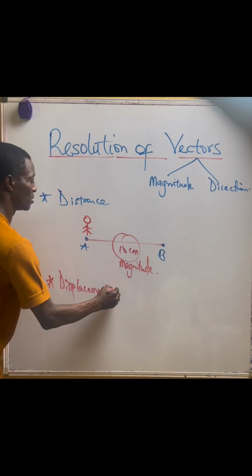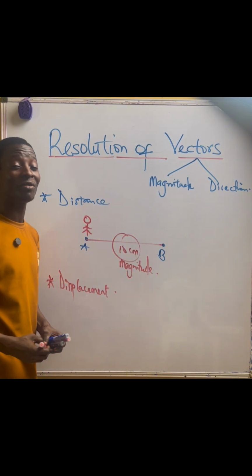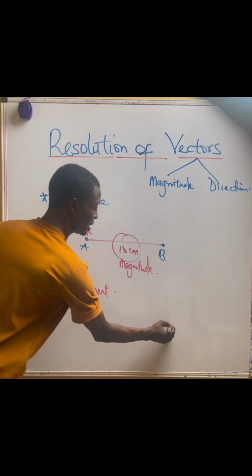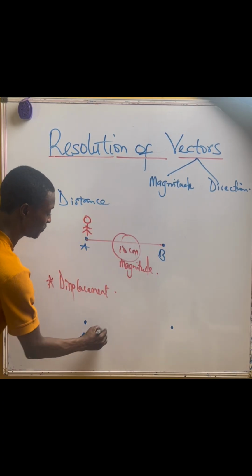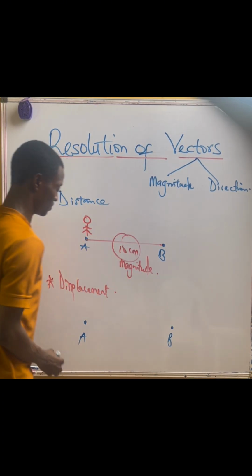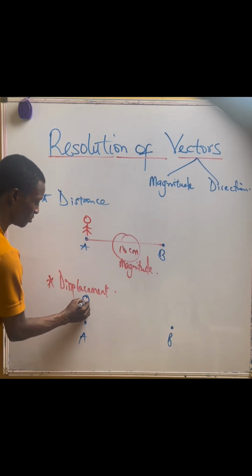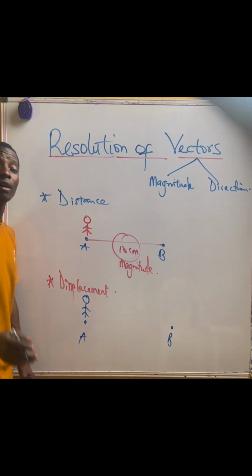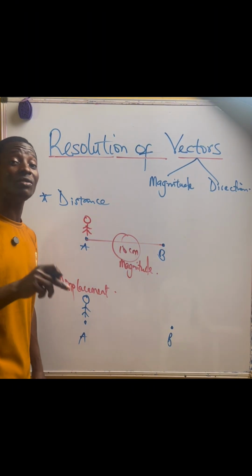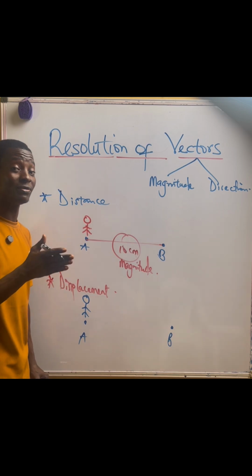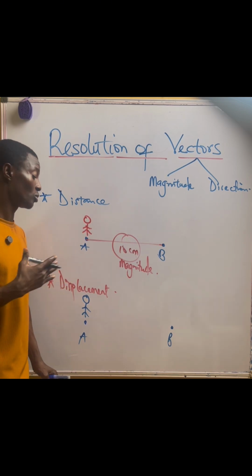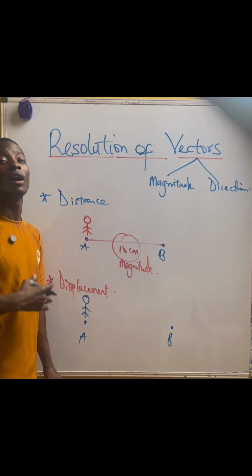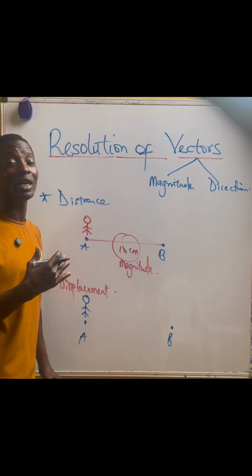Now for displacement we have the same 2 points, point A and B. The first point is point A and the second is point B. So we have somebody here, maybe a soldier, and the commander is giving the person a direction now to move. The commander is saying move 10 centimeter due east.